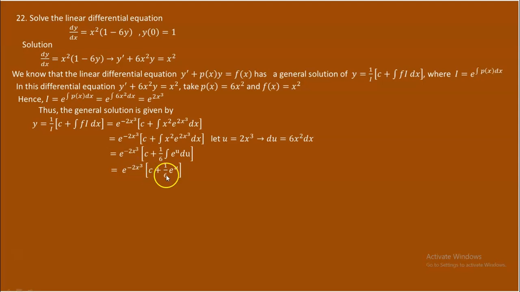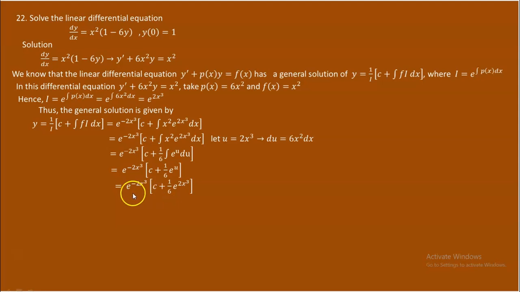e to the power of minus 2x cubed times c plus 1 over 6 e to the power of u. We knew what u is because u is already determined. It is 2x cubed. So this will be e to the power of minus 2x cubed times c plus 1 over 6 e to the power of 2x cubed. Have that as it is.